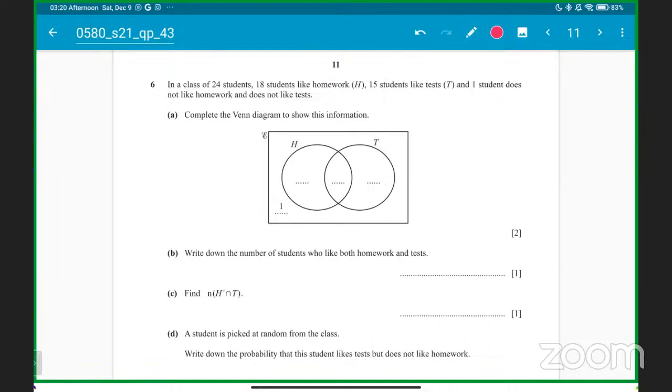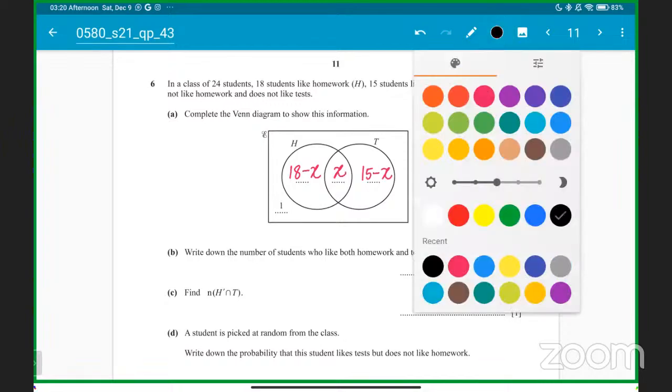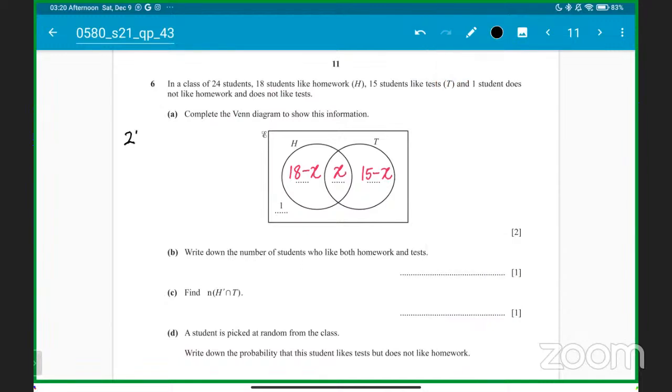Again, we don't know how much is common, but we know that the total is 18 students for homework and the total is 15 students for test. So there must be some students who like both homework and test, okay? So that's how you're going to do it. 24 students is equal to 18 minus x plus 15 minus x plus 1. This is how you have to solve all the Venn diagram questions, students, okay? Clear?